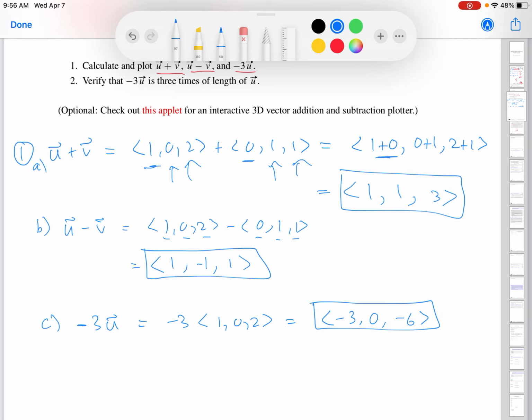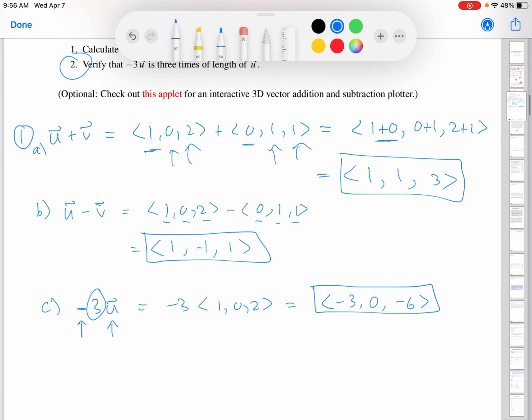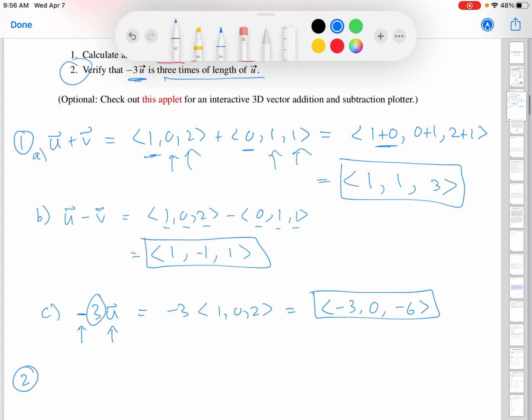Okay, so what do we learn potentially from this last calculation? Well, we know that negative 1 times a vector generates a vector that's in an opposite direction. But what about this 3? What does this 3 do? Well, that's kind of what the second part of this example is intended to get you to think about. It says verify that negative 3u is 3 times the length of u.